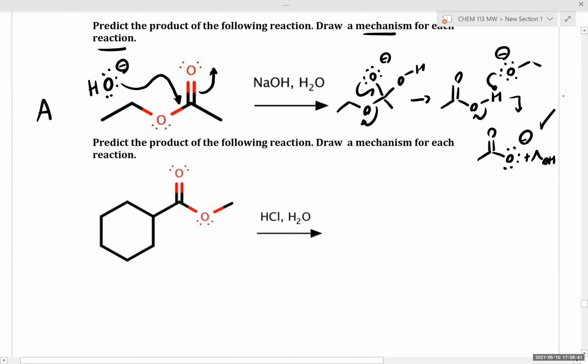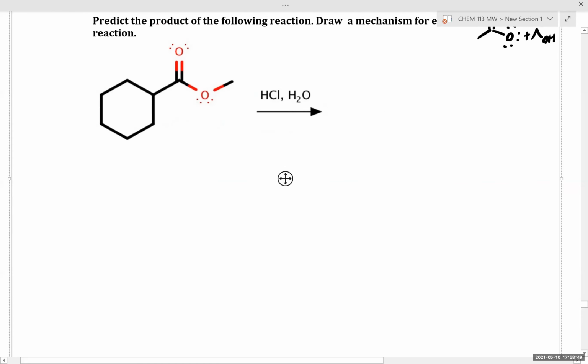If we don't have any other questions, let's move on to the next example. Let's try to predict the product from the following reaction between an ester, hydrochloric acid, and water. And then let's try to justify our predicted product by drawing a mechanism for this reaction.